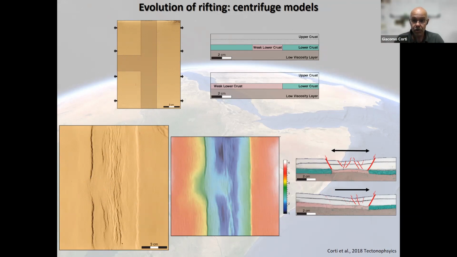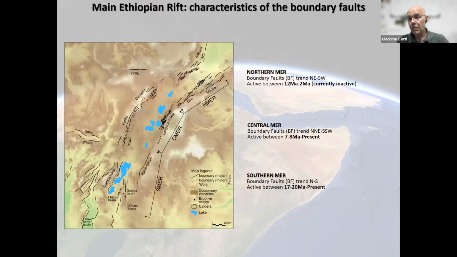So we have this alternation of symmetric and asymmetric portions, which are related to the transition from a normal lithosphere to a lithosphere which is characterized by this transversal weakness. So something that can be somehow similar to what we see in the Ethiopian rift in nature. So we can somehow state that these transversal weaknesses can somehow control the alternation of symmetric versus more asymmetric portions of the rift.